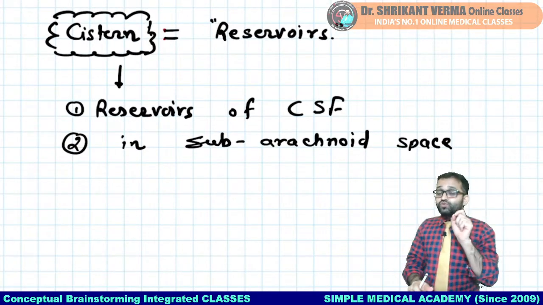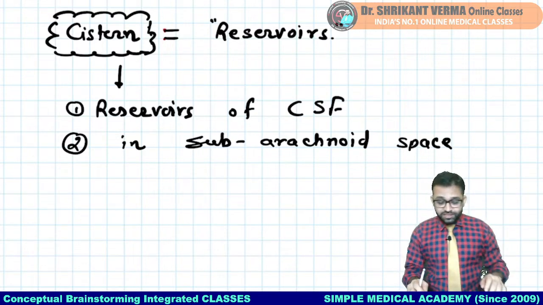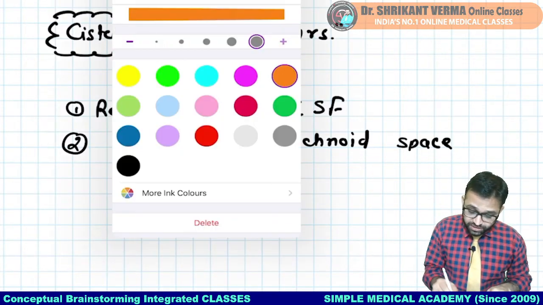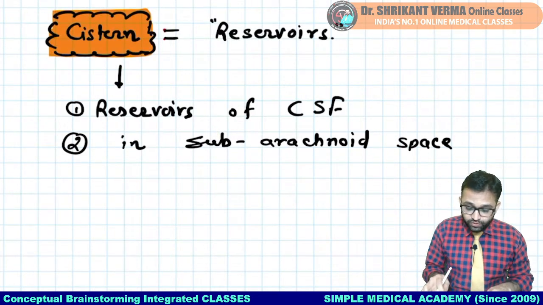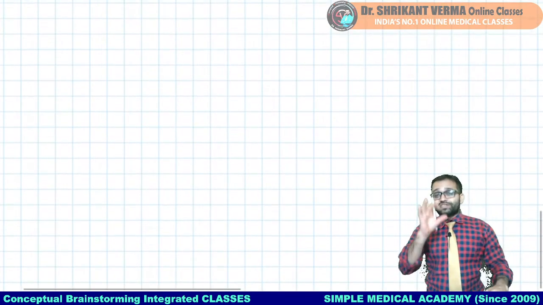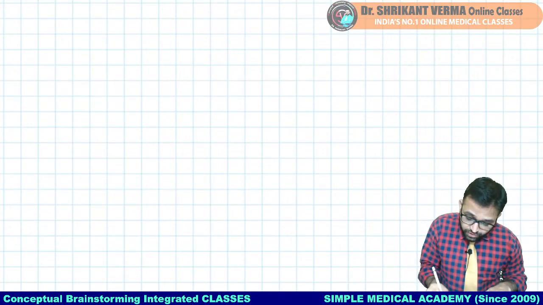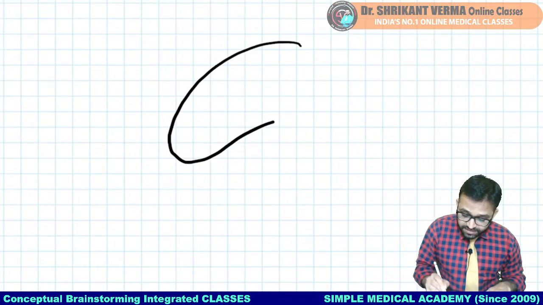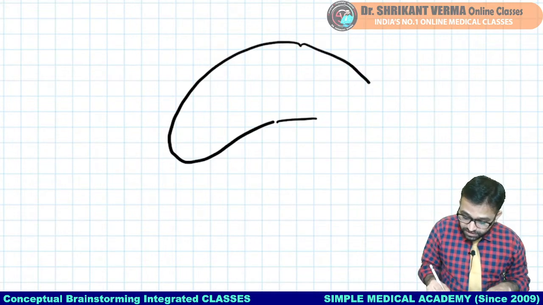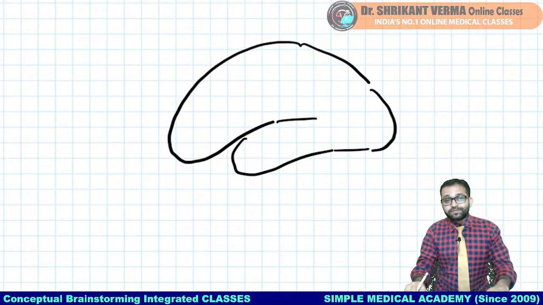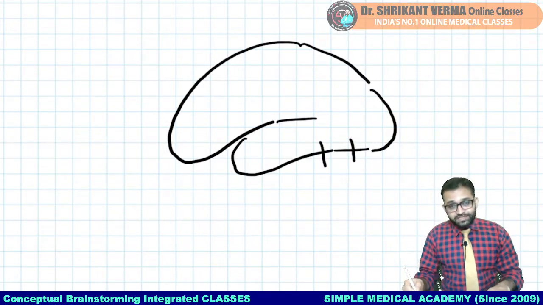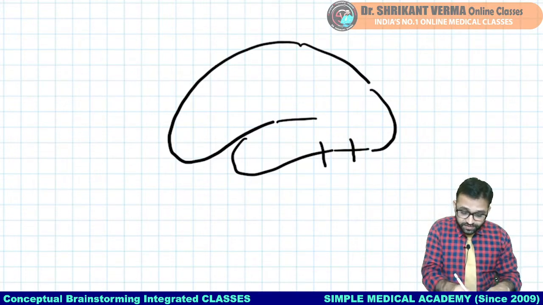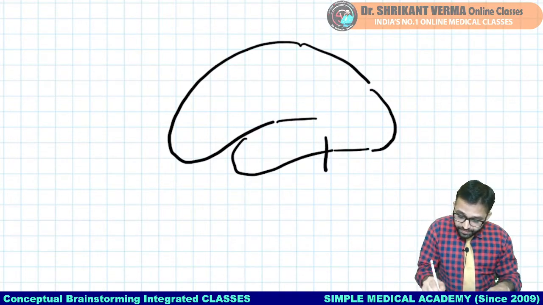Now we are going to do one diagrammatic presentation so that you can understand in a better way. So let's start. We talked about the definition. Now we are going to talk about the different parts of our central nervous system. The central nervous system has the brain. Suppose this is our brain, the cerebral hemisphere. Now see here, this brain has the brainstem. So this is our diagrammatic presentation of the brainstem.